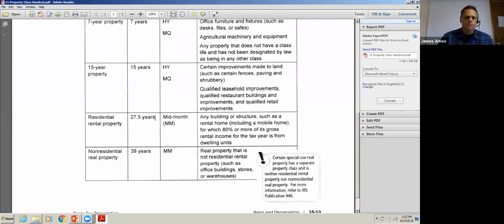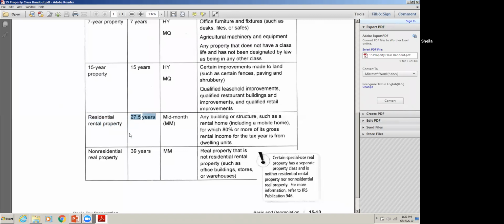The only place it gets different is residential rental property, where the period of time you recover it over is 27.5 years. Non-residential real property is 39 years. I do want you to memorize those 2 amounts because you might run into those in questions. If you own a rental house, how many years can you depreciate that rental house over?